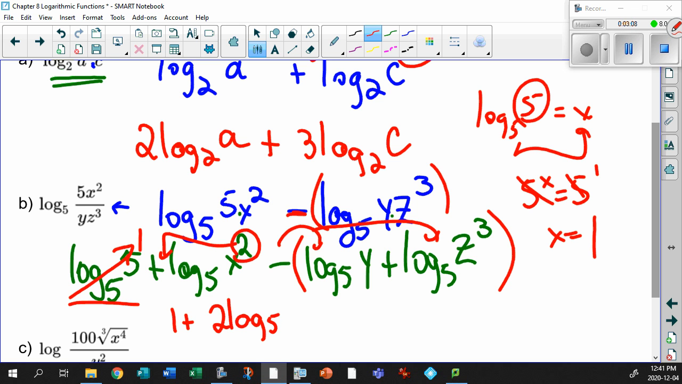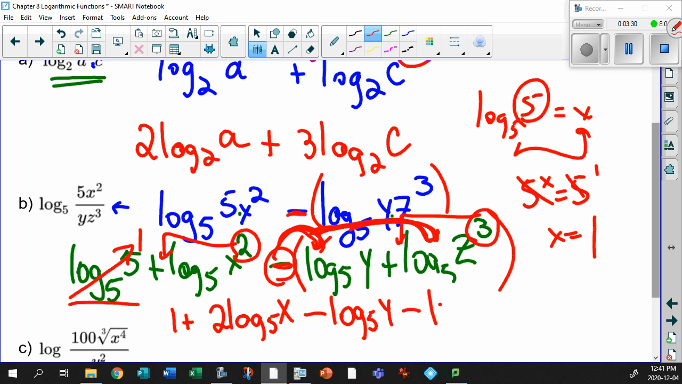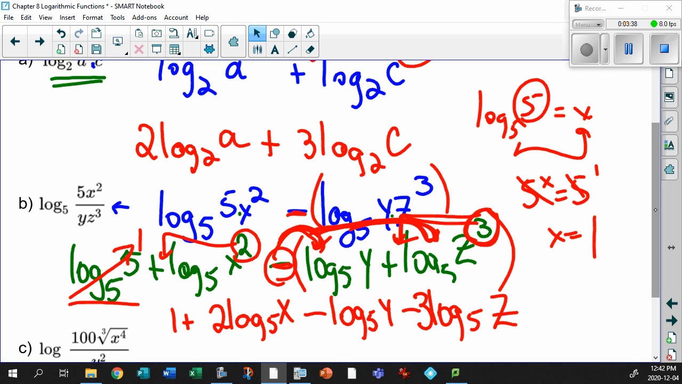2 log base 5 of x, subtract, don't forget to distribute, right? This will be subtract log base 5 of y, plus there's that power that goes in front. So I know, and you know, that since this is a, right, distribute the negative, this is going to be minus log base 5, but don't forget to put that 3 up front, 3 log base 5 of z. And guess what? It's done. You don't have to do much more. That's as expanded out as possible. Whew, that was a long question.